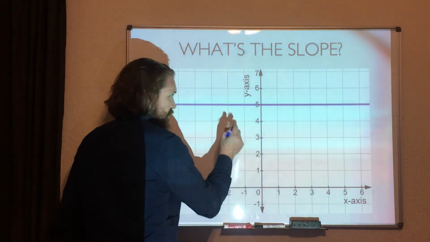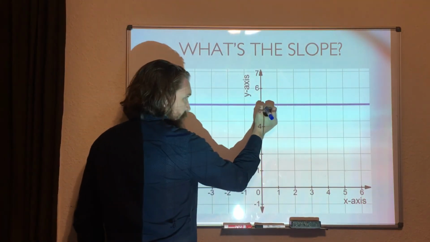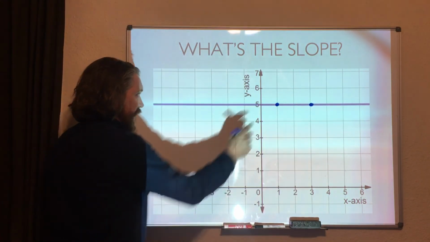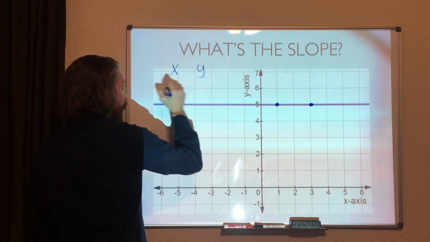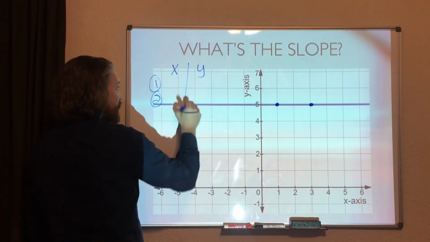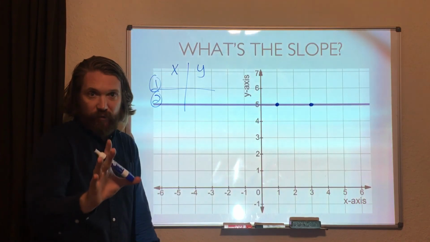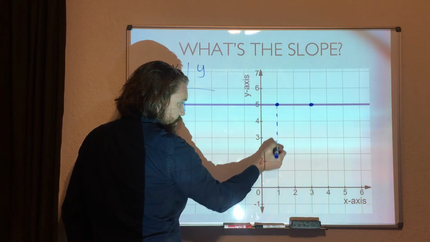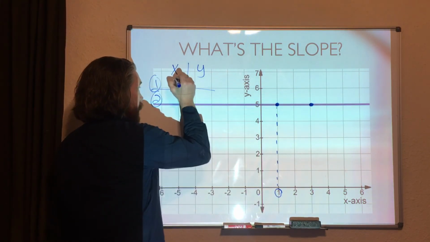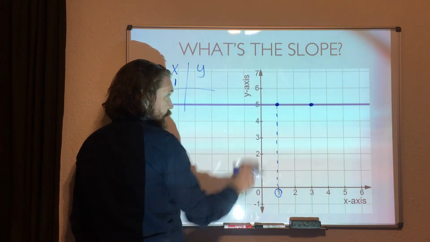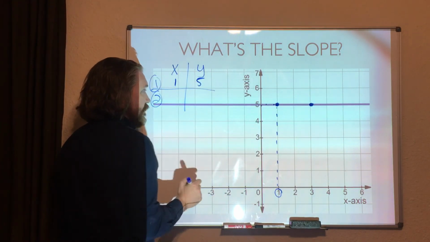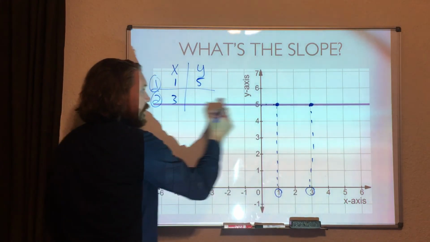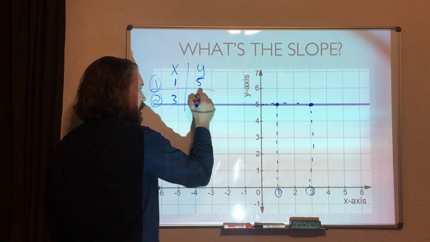First step, pick 2 points. I'm not going to pick any negative points. I'm going to pick this point and that point. Always make a chart: x, y, 1, 2. If you do the same thing over and over, it turns into muscle memory. Our first point, our x value is 1, and our y value, on the y-axis, is 5. Second point, our x value is 3, and our y value is also 5.